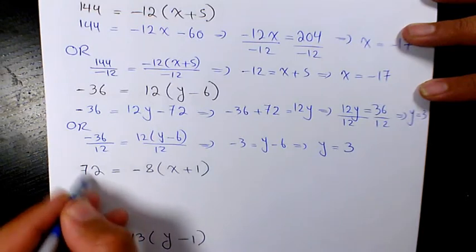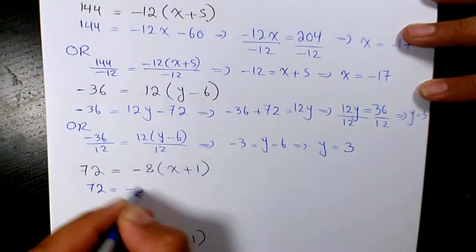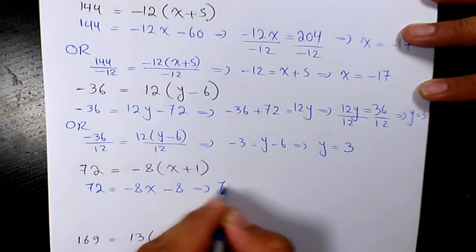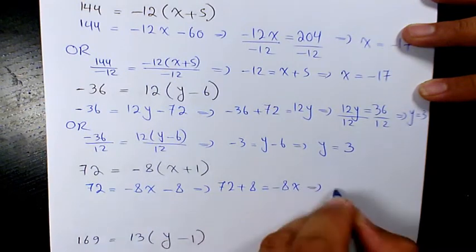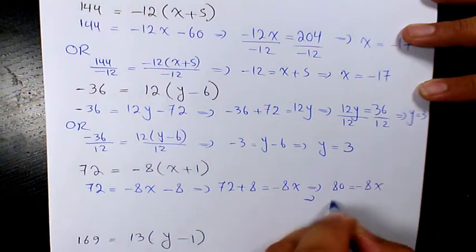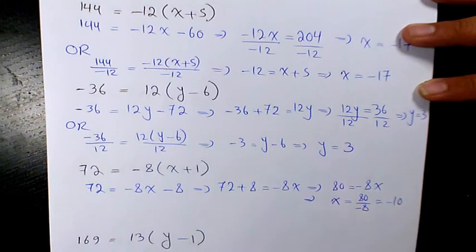Positive 72 equals negative 8 times x plus 1. So distributed, negative 8x minus 8. So we have 72 plus 8 equals negative 8x. So we have 80 equals negative 8x. So x will be 80 divided by negative 8, which will be negative 10.